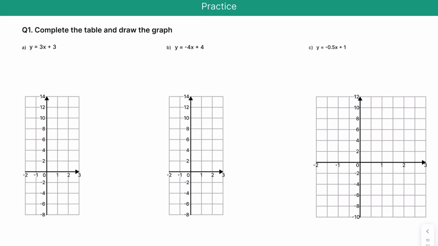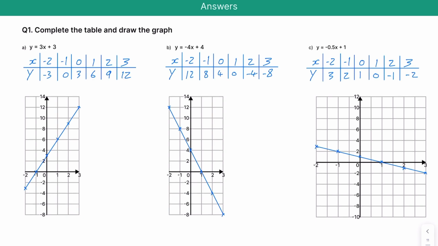So here's some practice questions. Press pause and have a go again. I have linked this in the comments below so you can print this off and follow along. Here are the answers. Mark your work.